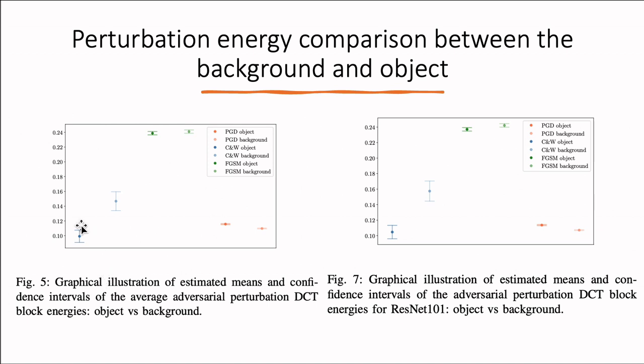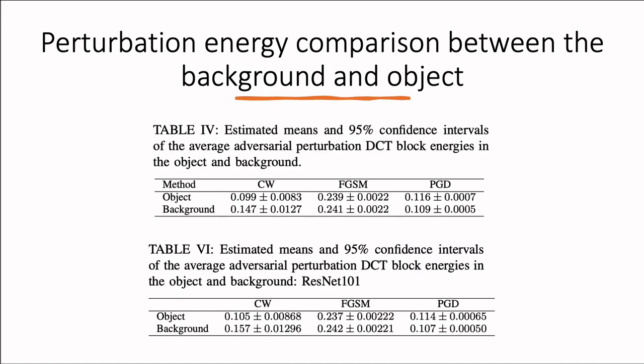So as we can see here, this is our background, and this is our object, and this is our background. And this table also indicates the mean and the confidence interval. As you can see here, both of the CW attacks came from different distributions, but the FGSM and BGD almost came from the same distribution. And this is also observed using ResNet 101.